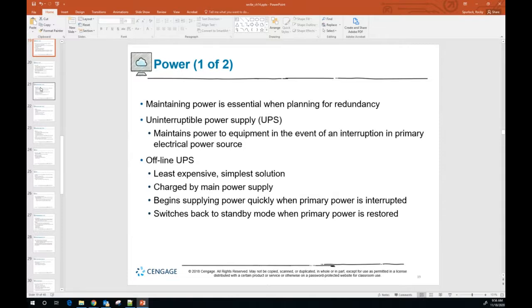An offline UPS is the least expensive, simplest solution. This is something that's charged by the main power supply, and when the primary power is interrupted, it's going to start supplying power very quickly, and will switch back to standby mode when the primary power is restored.